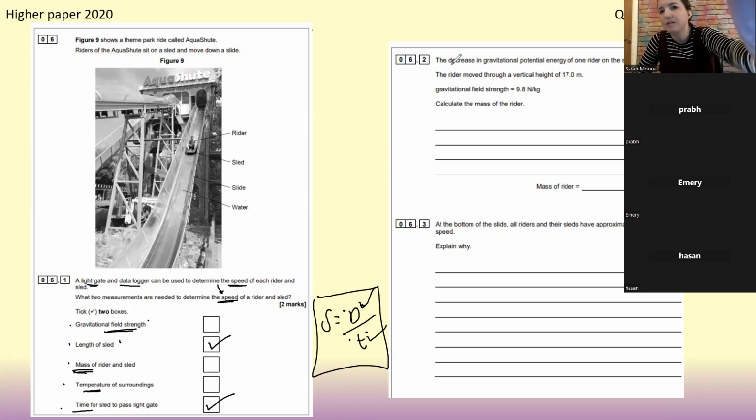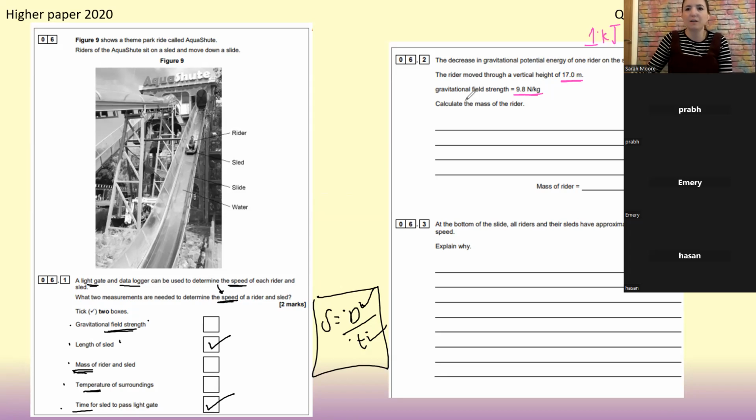Right. So the decrease in gravitational potential energy of one rider on the slide was 8.33 kilojoules. Straight away, I'm thinking, that is not in joules, it's in kilojoules. So there's going to be a conversion at some point. 1 kilojoule equals 1,000 joules, just like 1 kilogram equals 1,000 grams. The rider moved a vertical height of 17 meters and gravitational field strength 9.8.